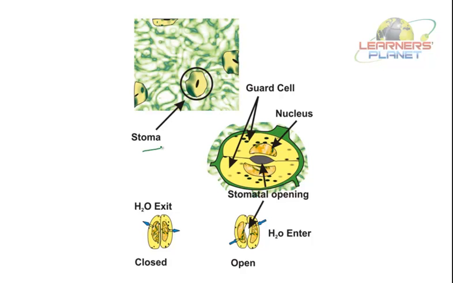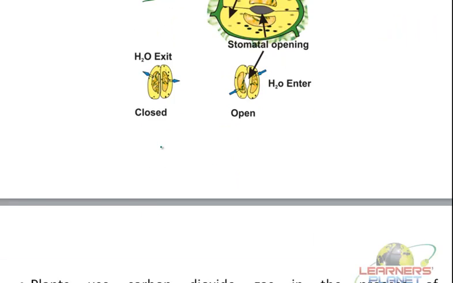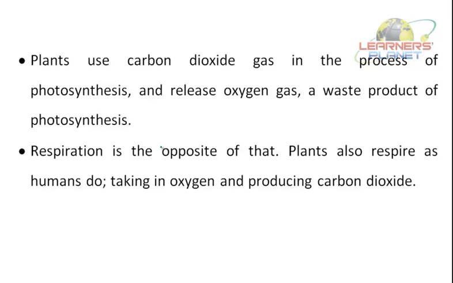So what happens in these plants is merely a question of how the balance is maintained between the processes of photosynthesis and respiration. Plants use carbon dioxide gas in the process of photosynthesis and release oxygen gas as a waste product of photosynthesis, while respiration is the opposite of that. The equation we studied was the chemical reaction of respiration, in which plants respire as humans do, by taking in oxygen and releasing carbon dioxide.